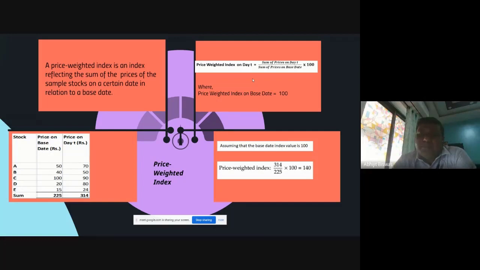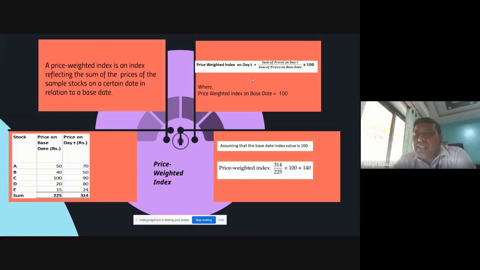where 100 is taken as the price weighted index on the base date. I repeat, what is the formula? Price weighted index on day T is sum of prices on day T divided by sum of prices on base date multiplied by 100, where 100 is the base date price weighted index.